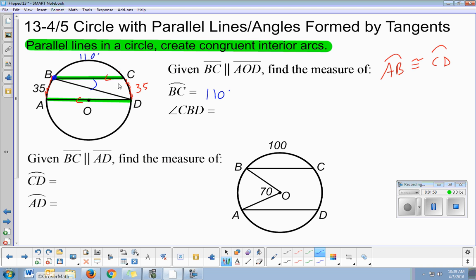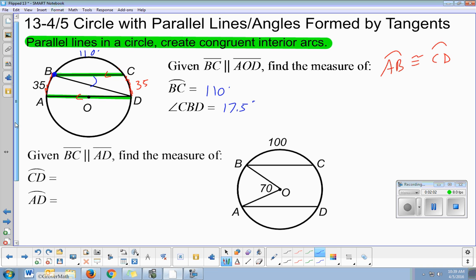And angle CBD is an inscribed angle on the circle here, and its arc is CD. It's going to be half of that 35. Half of 35, let's see, that would be what? 17.5 degrees, I believe.